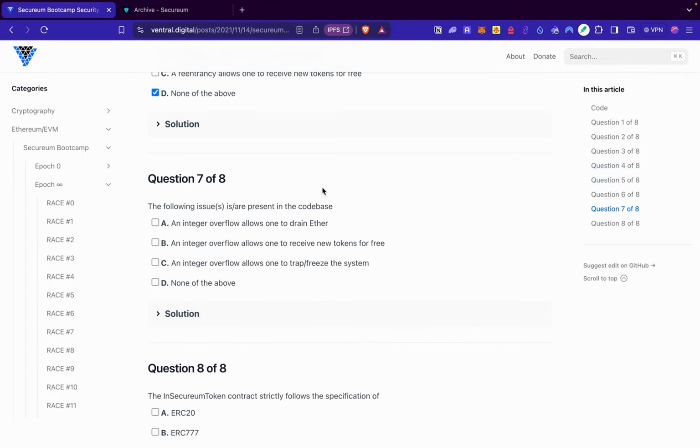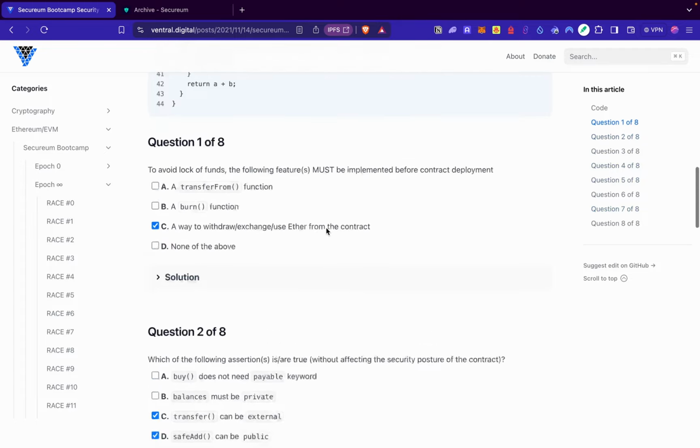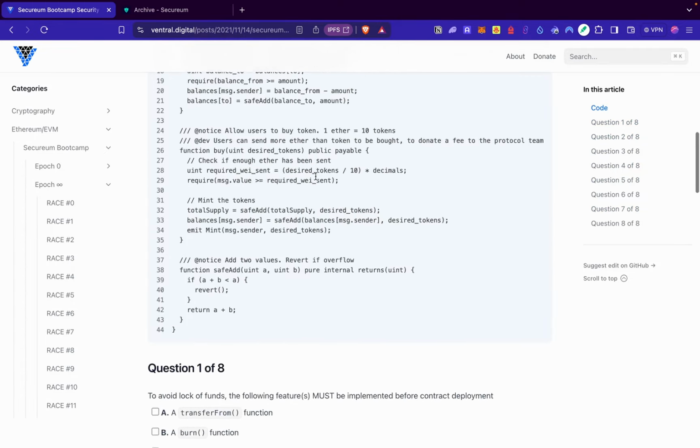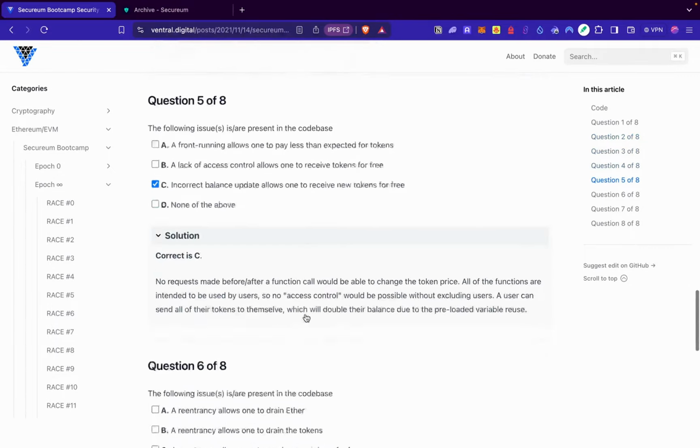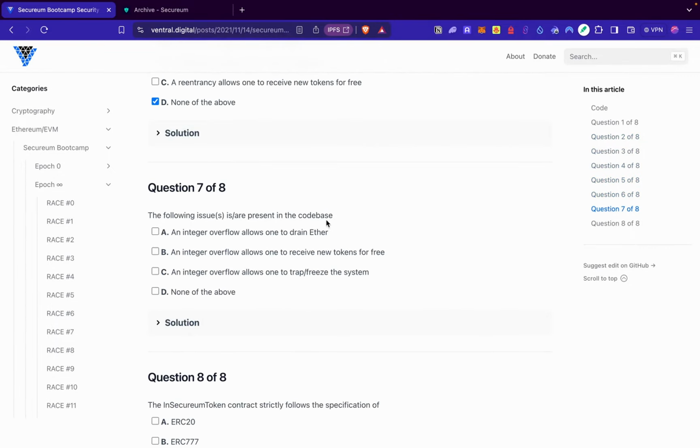The seventh question, following issues are present in the code base. Integer overflow allows one to drain ether. There's no way to drain ether or extract ether out of this contract. This is like the first question itself. So this is going to be false.